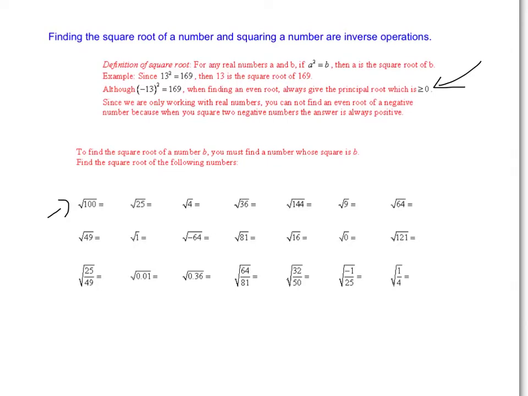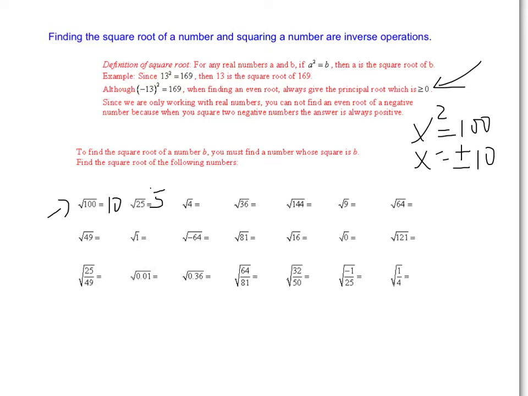This is very different than trying to solve x squared equals 100. In that case, we're looking both for the positive and the negative, all the possible solutions that would do that. Down here, where we're looking for the square root of 100, we just want the one. The square root of 100 is 10. The square root of 25 is 5.